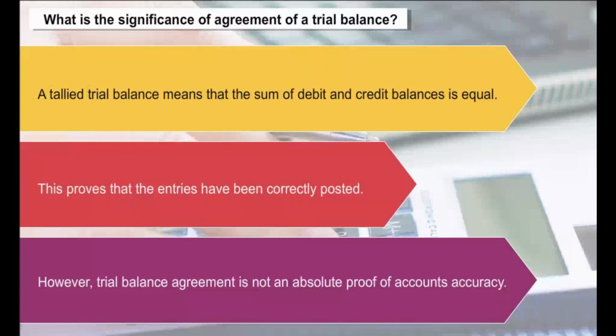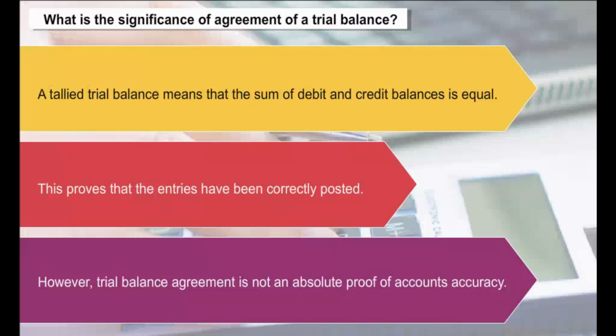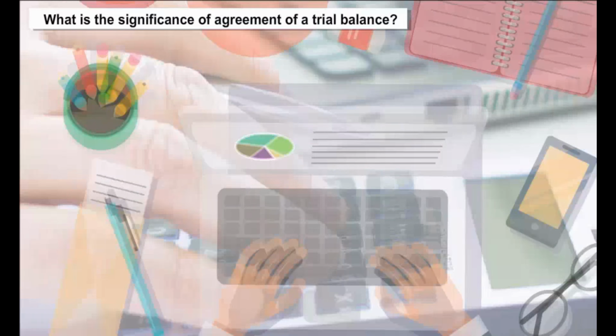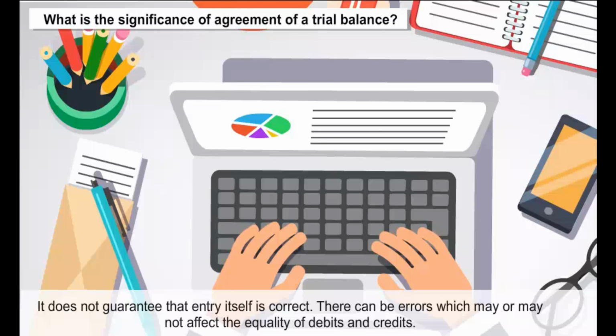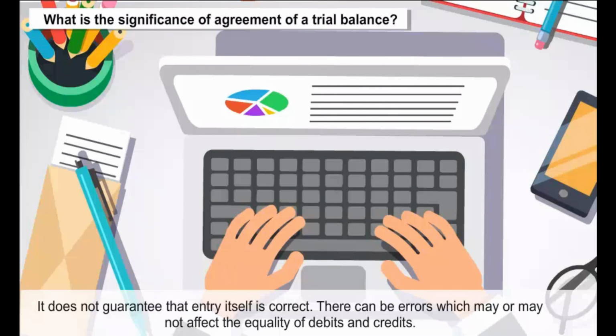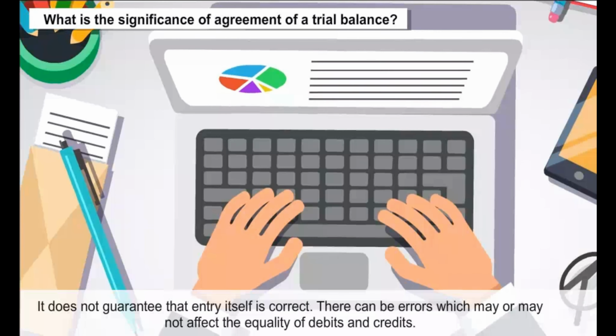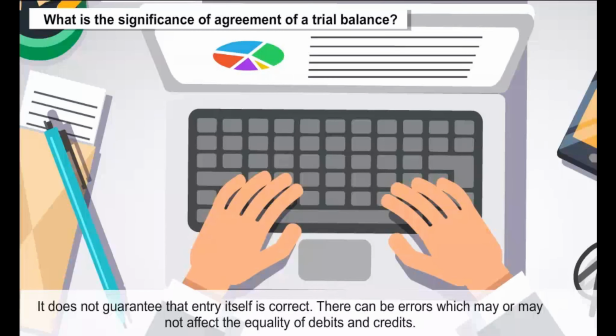However, trial balance agreement is not an absolute proof of accounts accuracy. It does not guarantee that the entry itself is correct. There can be errors which may or may not affect the equality of debits and credits.